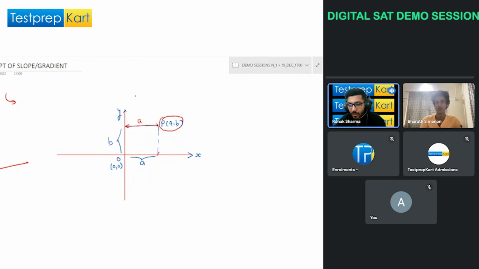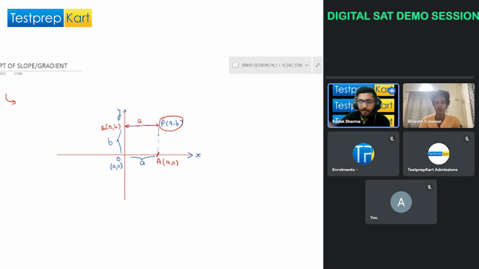Second thing is that if we talk about this point, let's say capital A, what will be the coordinate of this point? It's 0 on the y and A on the x, so A comma 0. Yes, A comma 0. Similarly, this point will be 0 comma B. Now, what is the speciality of this point?